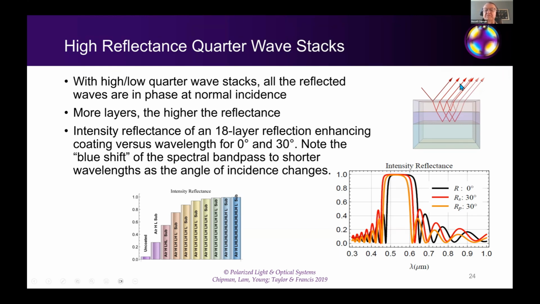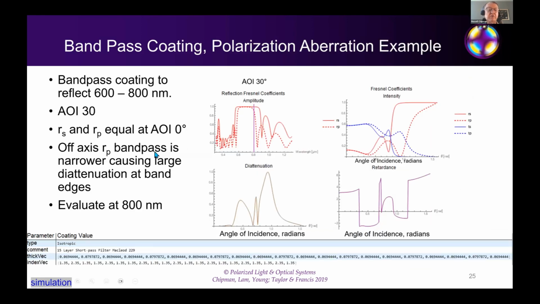And because the Fresnel coefficients in each interface are different for S and P, we find that the P bandpass has become narrower than the S bandpass. They're both still highly reflecting, but that reflection has shifted to a shorter wavelength. So I want to take a coating like this, optimized for 800 nanometers, and this shows the Fresnel coefficients for that coating at 0 and 30 degrees.